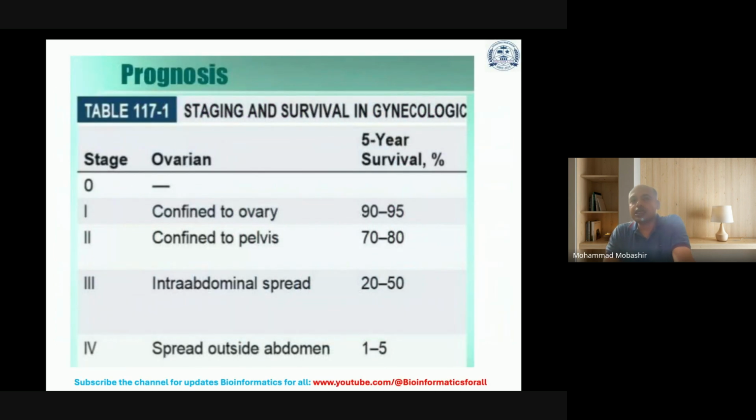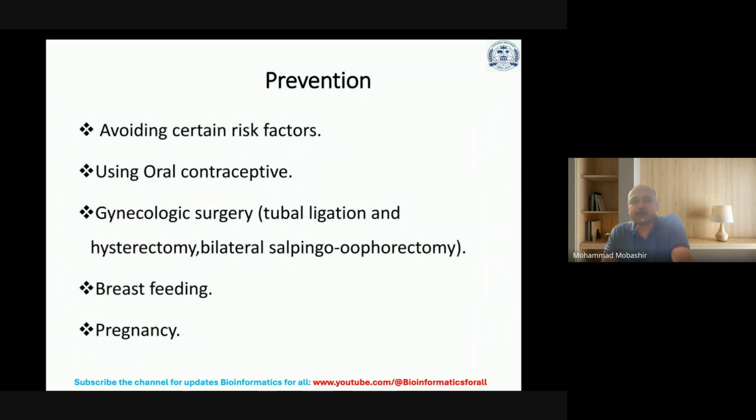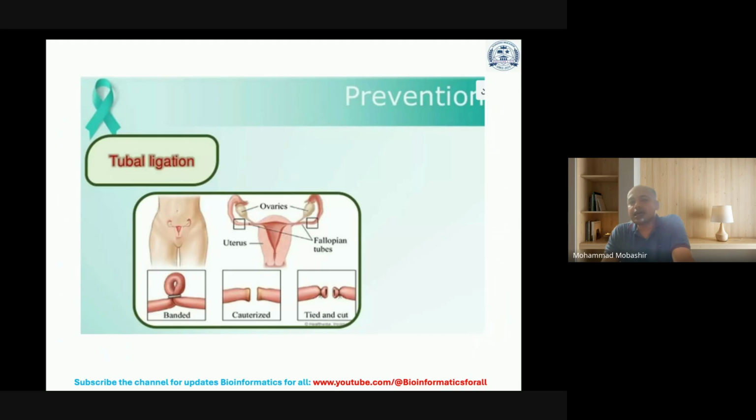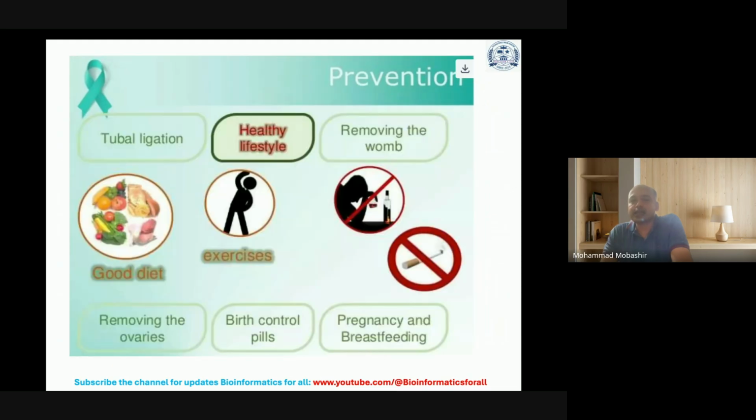Now, prognosis, staging and survival. Grades 1, 2, and 3 have more possibility, but grade 4 has the least survival chances. And prevention: avoiding certain risk factors, using oral contraceptives, gynecological surgery, and breastfeeding and pregnancy. So these are the alternative ways of cancer awareness therapy and basic fundamentals of ovarian cancer. So there is a list of chart figures which you can think about, as presented here.